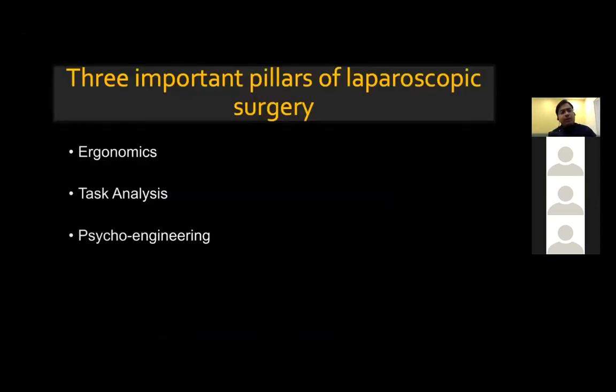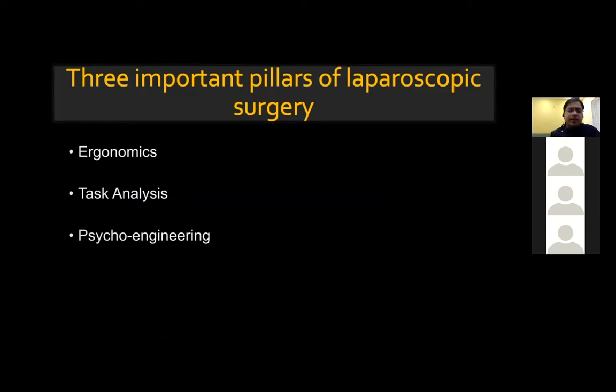Now, coming to the main bit of it, what are the most important pillars of laparoscopic surgery? Ergonomics, task analysis, and psychoengineering. Out of which psychoengineering means nothing but knowing a little bit of your gadget. Means how do the lines go, if CO2 is not coming, is the tube actually kinking rather than anything else. So small bits to know your machine a little is psychoengineering.